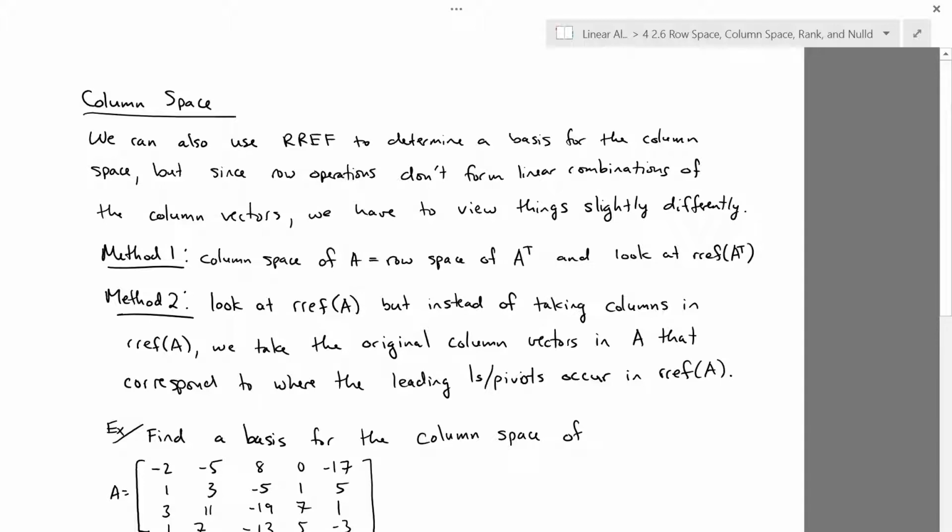The first is to look at the row space of A transpose. We can do this because the columns of A are exactly the same as the rows of A transpose. So the row space of A transpose is exactly the same thing as the column space of A. Or the alternative is to still look at the row reduced echelon form of A, but instead of taking the columns from the row reduced echelon form, we take the original column vectors from A that correspond to where the leading ones or pivots occur in the row reduced echelon form.